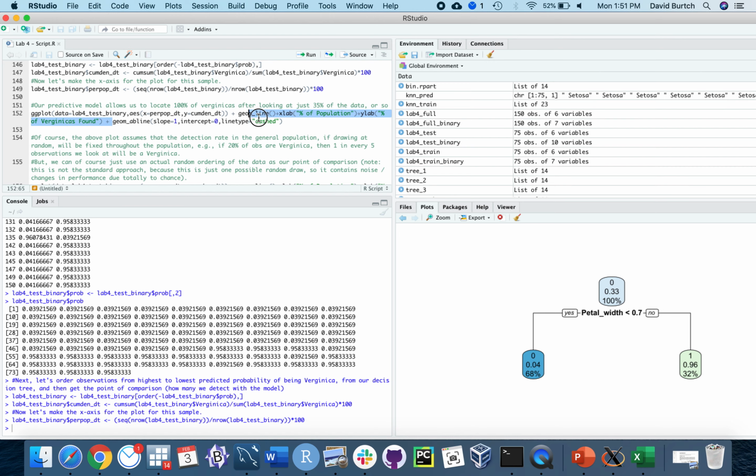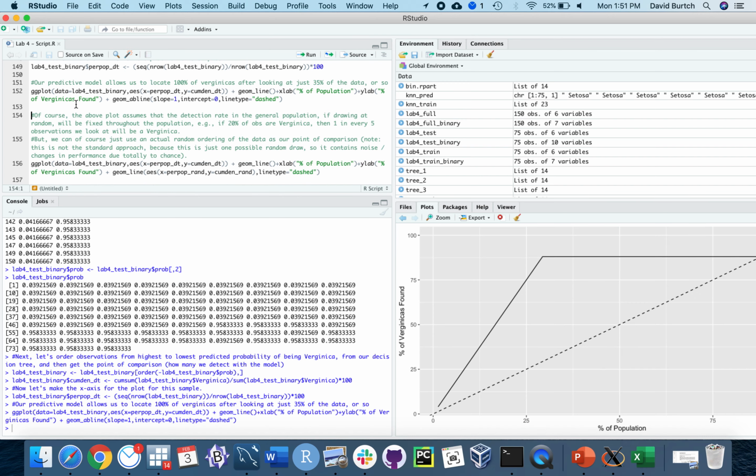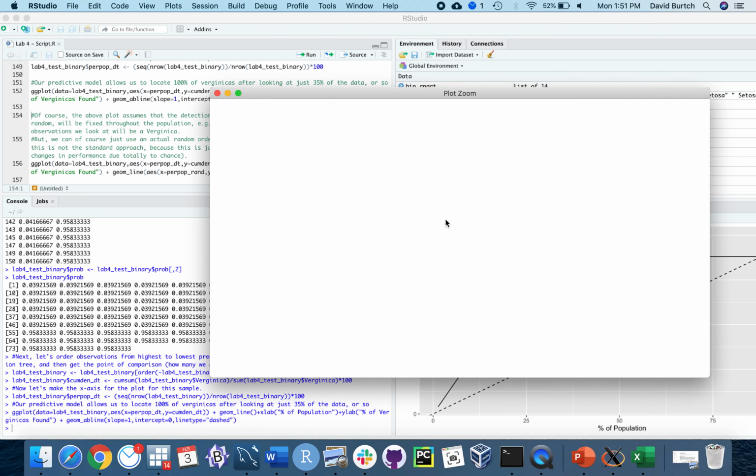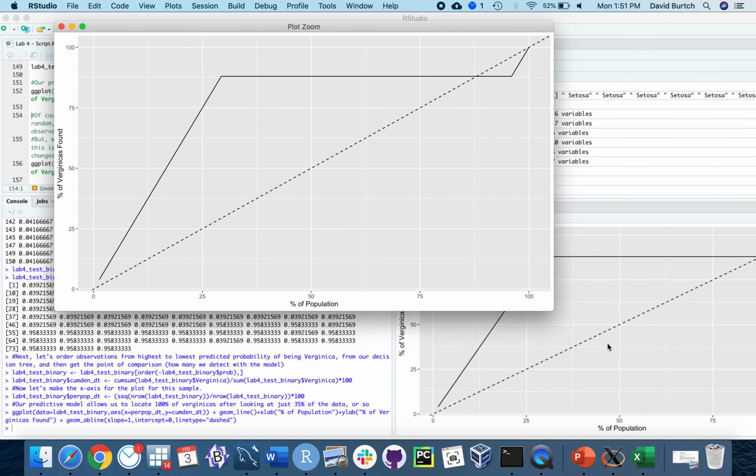And then I'm going to draw the point of comparison, which is the rate of detection I would expect with a random ordering. So I'm drawing just a line where I'm telling it the slope of the line, the y-intercept, and that it should be a dashed line. So I'll draw this. Okay, and this is what I get back. Let me blow this up so we can look at it.